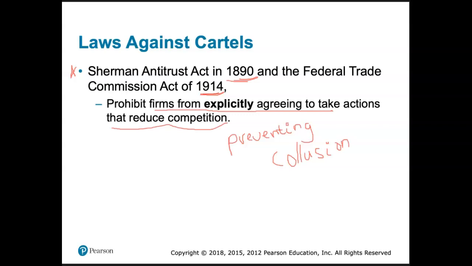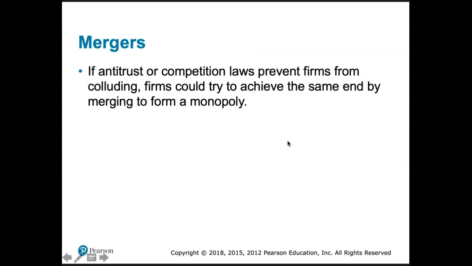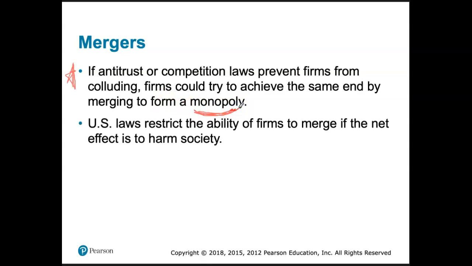Another way to get around forming a cartel is through mergers. By merging a company with another company, you can actually form a monopoly. But governments actually restrict the ability of firms to form a merger, hence controlling for the cartels as well. Okay, so in a nutshell, that is what a cartel is about.